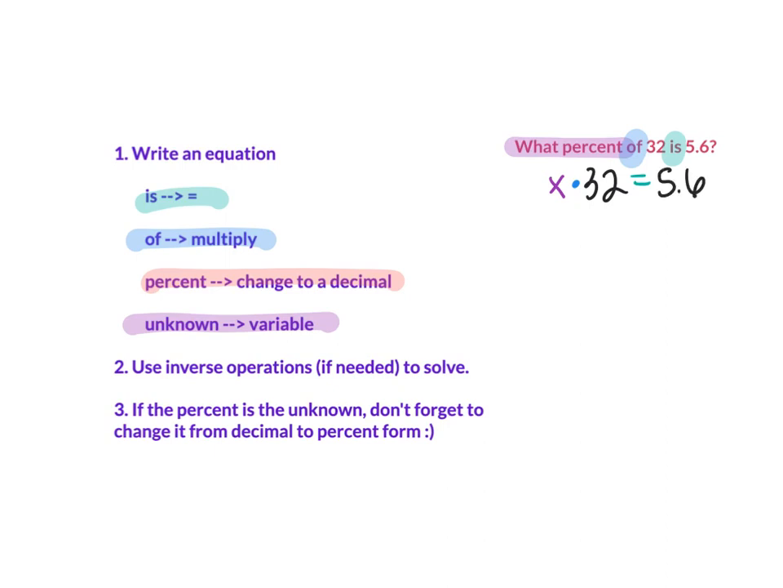Now, normally 32 is the coefficient. Normally we see the coefficient written first, so we'd see 32x equals 5.6. Both of those equations mean the same thing. So it doesn't matter which way you go, because remember the commutative property of multiplication says that we can change the order.